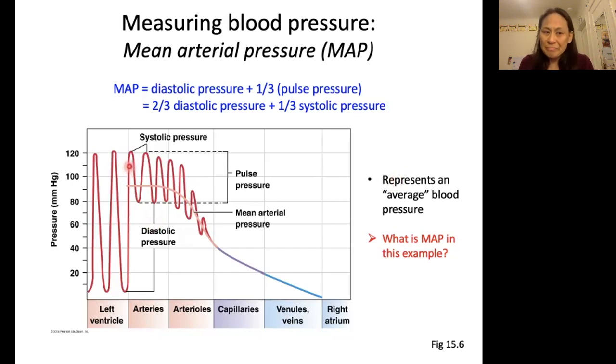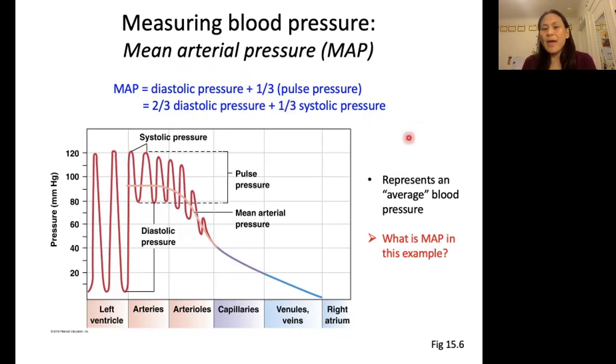So we talked about how there's a systolic pressure and a diastolic pressure. MAP gives you just one number that you can use to characterize the blood pressure in the arteries. This is how you calculate MAP. These are mathematically equivalent. You can calculate MAP as diastolic pressure plus 1/3 of pulse pressure, or you can calculate it as 2/3 diastolic pressure plus 1/3 systolic pressure.